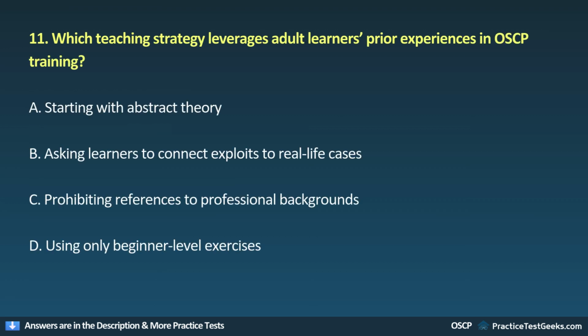11. Which teaching strategy leverages adult learners' prior experiences in OSCP training? A. Starting with abstract theory. B. Asking learners to connect exploits to real-life cases. C. Prohibiting references to professional backgrounds. D. Using only beginner-level exercises.